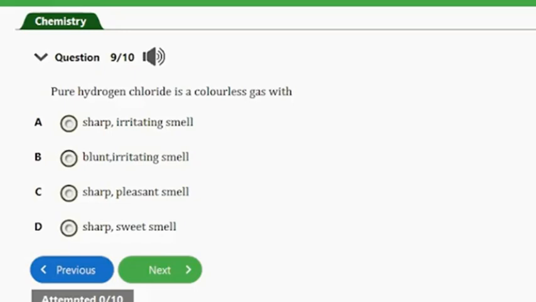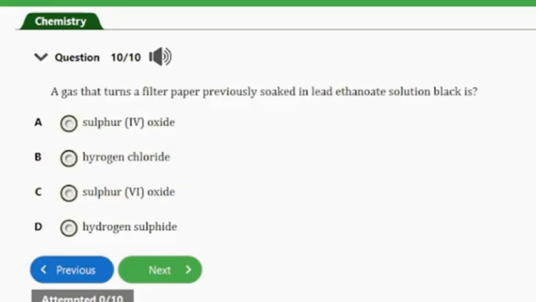Pure hydrogen chloride is a colorless gas that has a sharp irritating smell. This is actually due to the strong polar covalent bond between hydrogen and chlorine atoms, which leads to a partial positive charge on the hydrogen atom and a partial negative charge on the chlorine atom. So this polarity results in a sharp irritating smell. And that's it for that question. So let's consider the next and the last question.